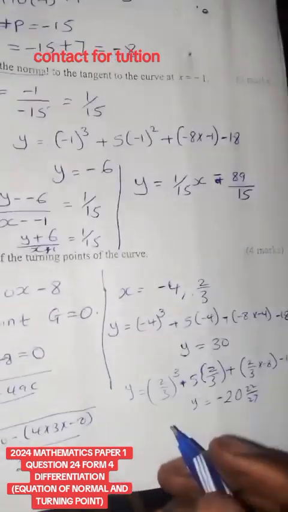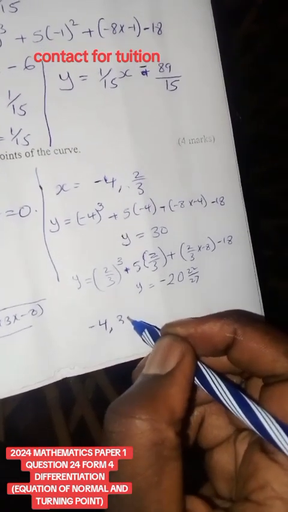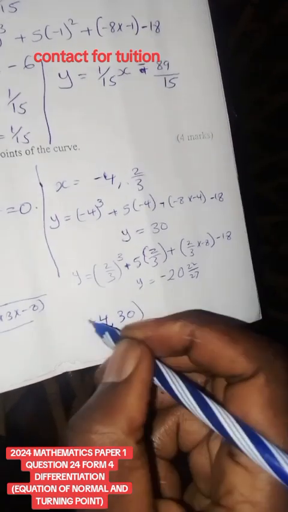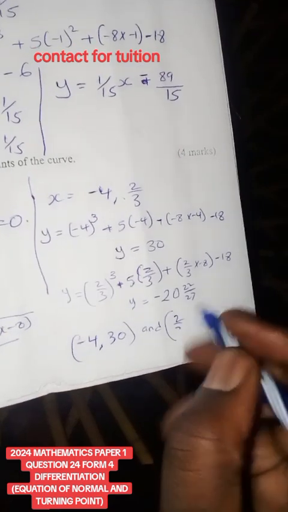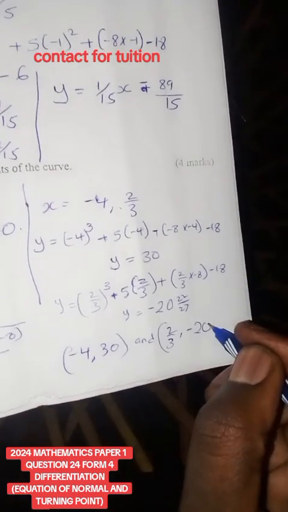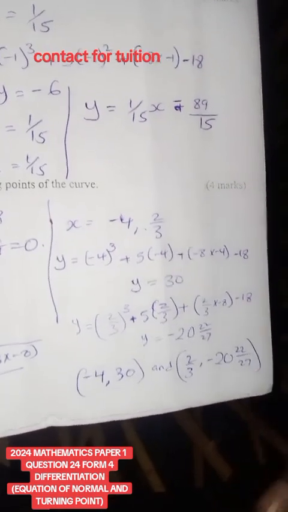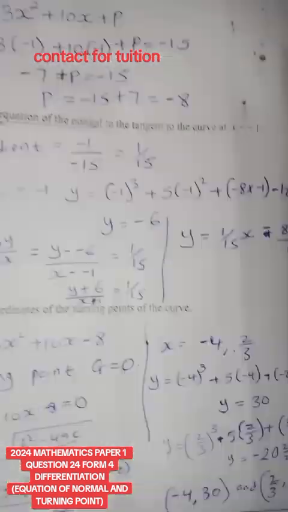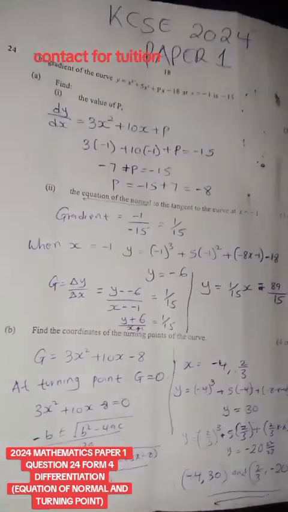So after having the values of x and y, corresponding values, you are now going to write the coordinates of the turning points. So if x is negative 4, then y is 30. That is the first turning point. And if x is 2 over 3, y is negative 20 22 over 27. So that is how you're supposed to attempt that last question. It's a form four work. Thank you very much.